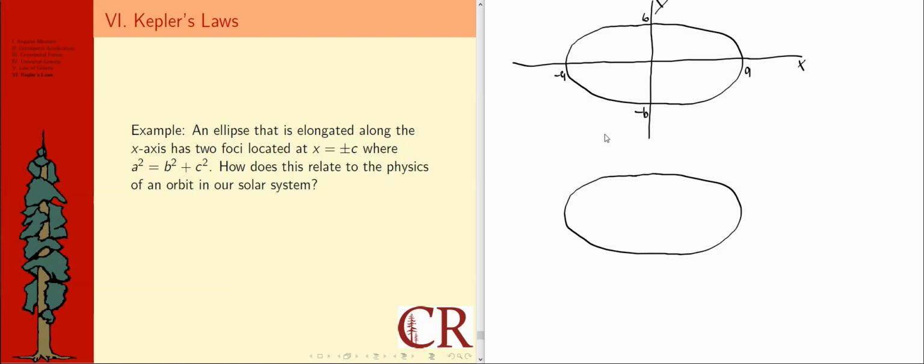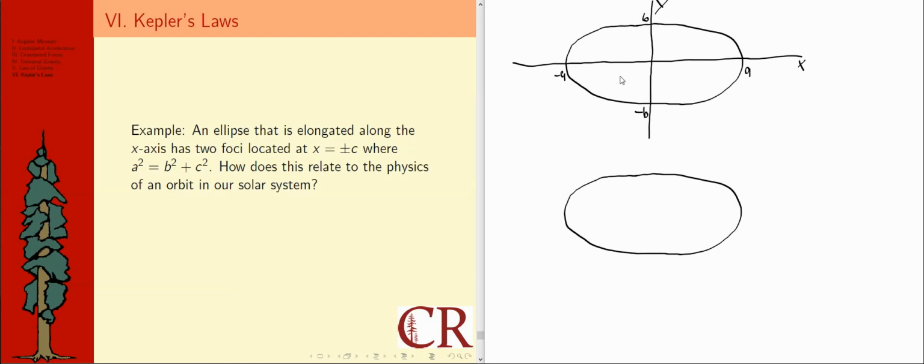An ellipse that is elongated along the x-axis has two foci located at x equals plus or minus c, where there's a relationship between that and the a and b parameters: a squared is equal to b squared plus c squared. How does this relate to the physics of an orbit in our solar system?